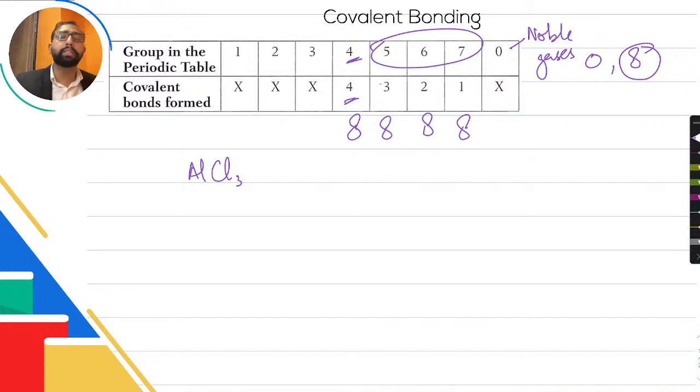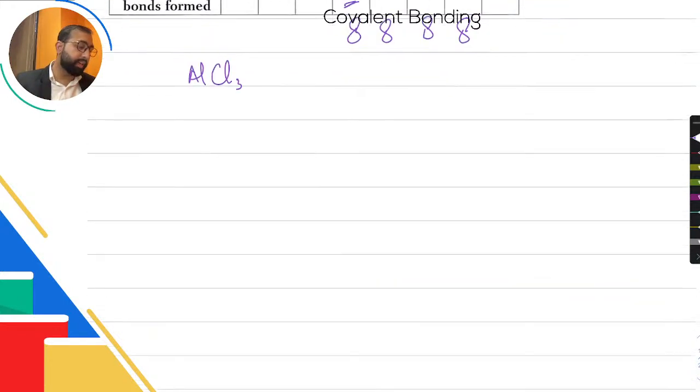But what you have to remember is that they want to get 8 overall. It doesn't matter which one shares less, which one shares more. As long as they're getting 8 for each other, that's perfectly fine. All right, so let's start with a very simple one, and let's see how we can make that molecule.